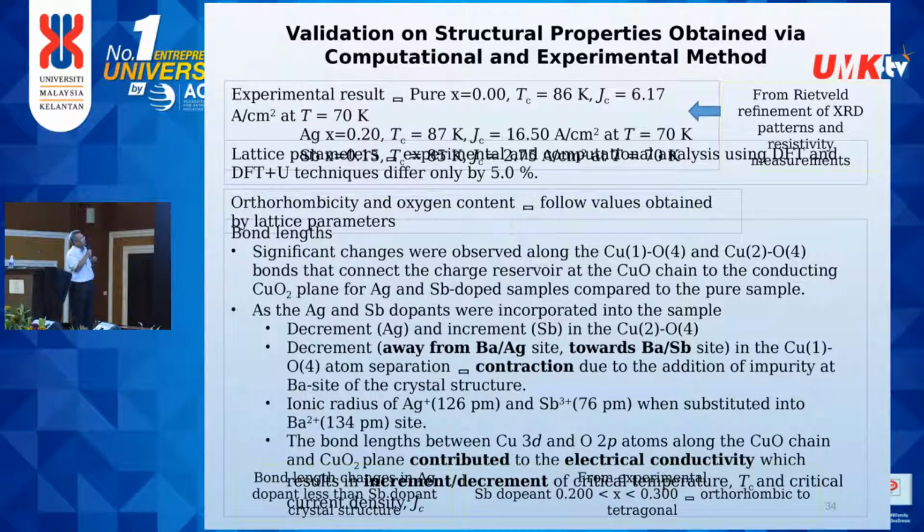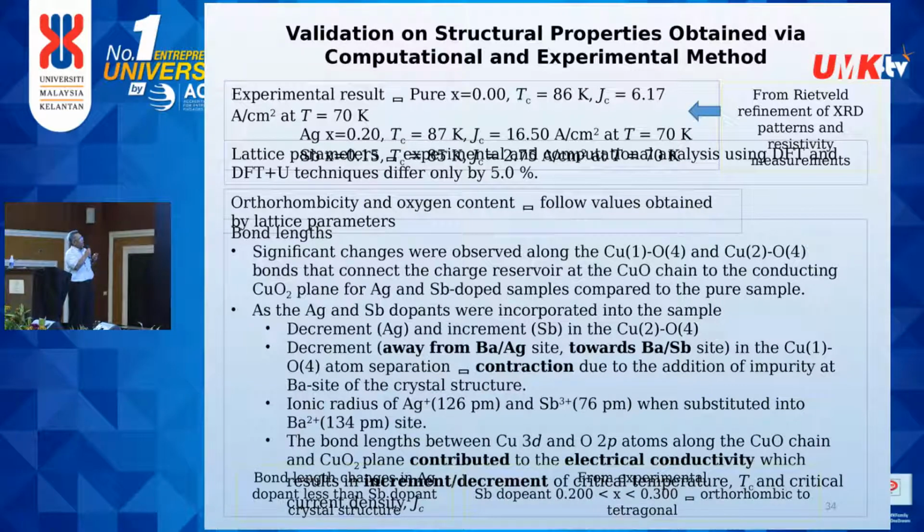And for antimony, S0115, TC is about 85 Kelvin, and JC around 2.75 angstrom. This one is related to the charge density between the CuO chain and CuO2 plane. This one is from Rietveld refinement of XRD patterns and activity measurement.